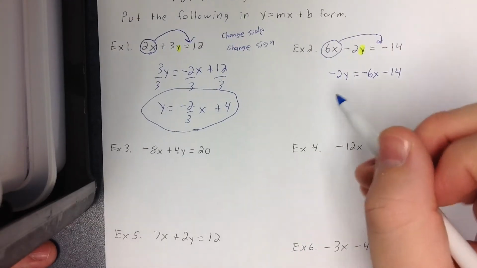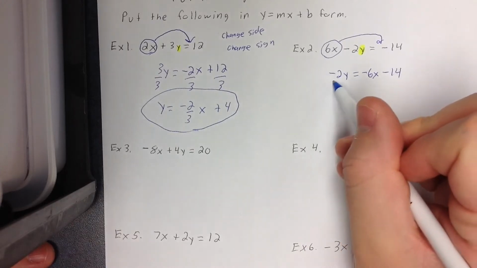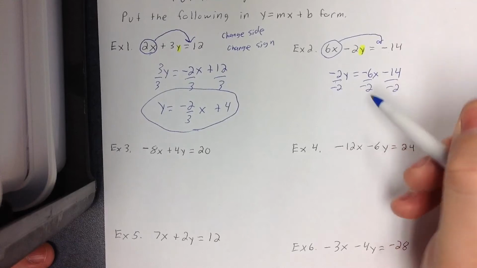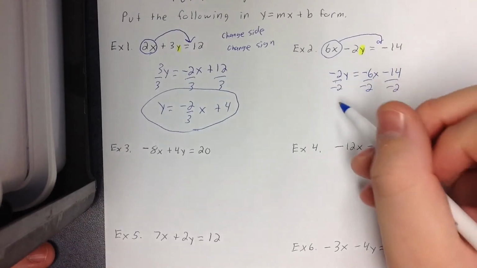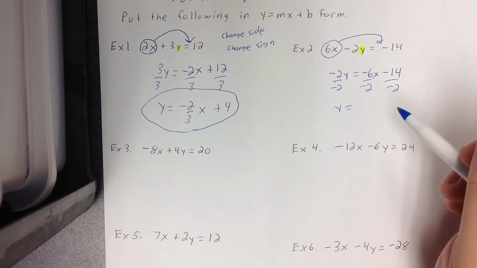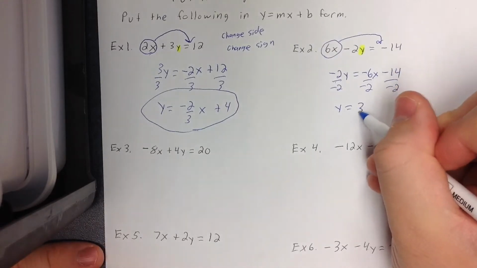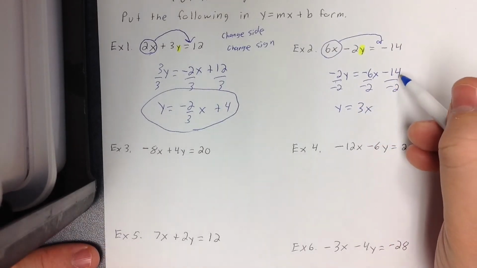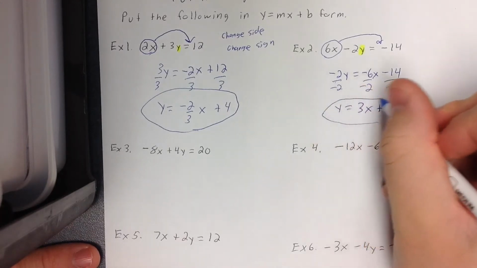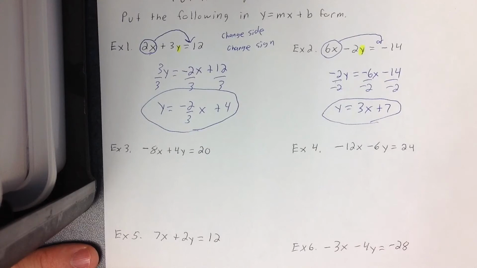Now I've got to divide by what's in front of y, which is negative 2, so I divide everything by a negative 2. So negative 2 divided by negative 2 is just positive 1y. Negative 6 divided by negative 2 is positive 3x. And negative 14 divided by negative 2 is positive 7. So y equals 3x plus 7.